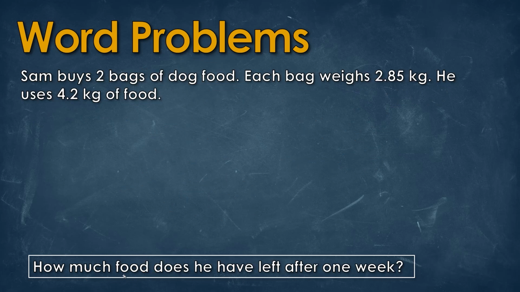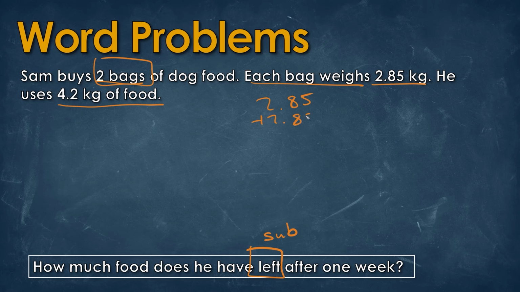For the next word problem, it's asking how much food does he have left after 1 week? And we know that left is going to mean subtraction. But it looks like we have 3 numbers, and it says Sam buys 2 bags of dog food, and each bag weighs 2.85 kilograms. He used 4.2 kilograms for food. So when we see that each bag weighs this much, and we know that we have 2 bags, we're going to be adding 2.85 plus 2.85. And that will tell us the total amount that he has bought.